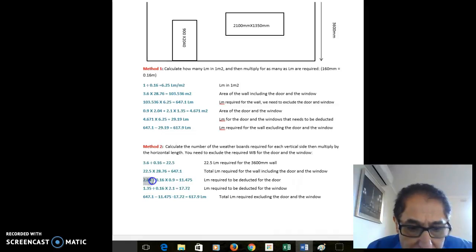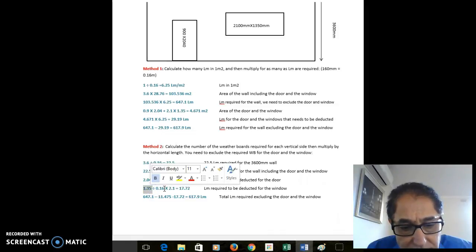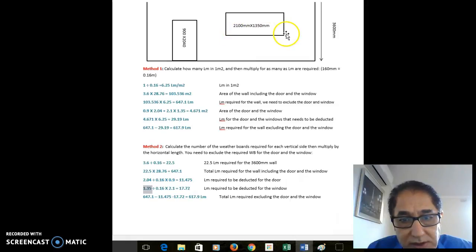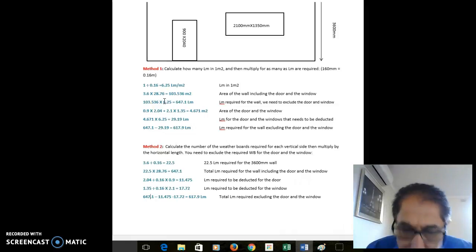Then 2.4 is for the door, divided by 0.16, then multiply by 0.9, and the same 1.35 divided by 0.16 times 2.1, which is this length. And then we have to subtract these two values from the total value, which is this one. And the answers should be very close to each other.